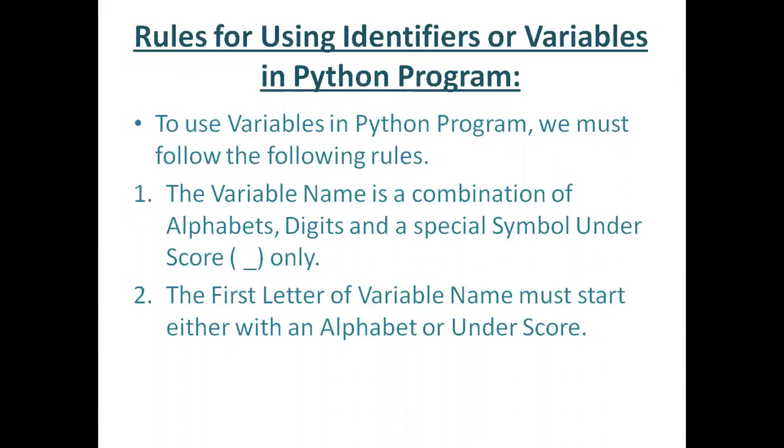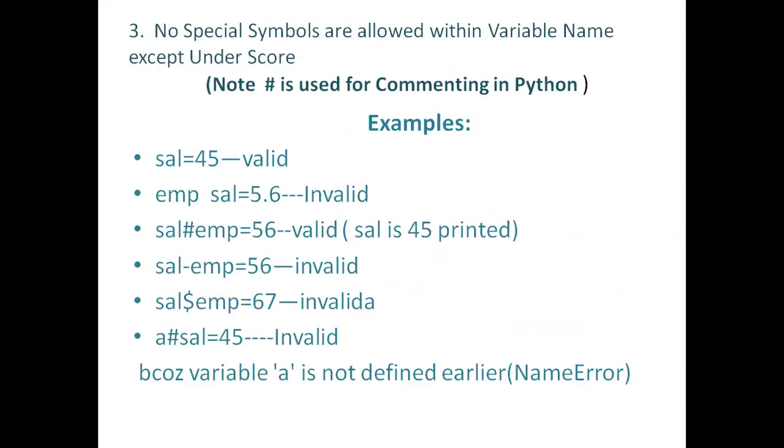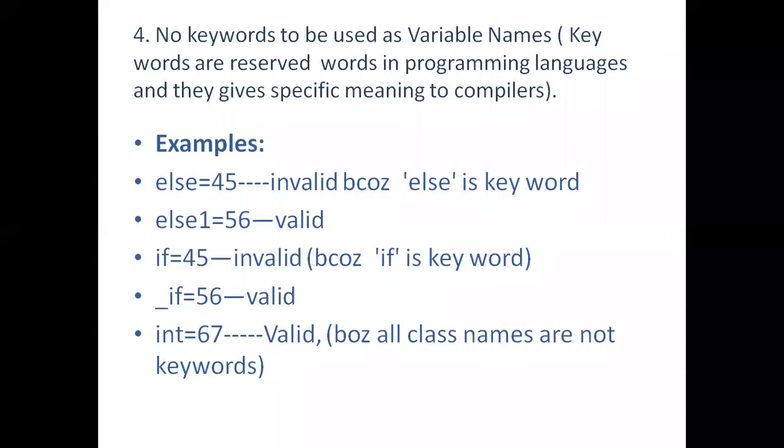So we all know the rules. We can start a variable name with a combination of alphabets, digits, and the special symbol underscore. We cannot use any other symbol. And as I've told you, hash is used for commenting purpose. So it's all clear to you, students? Else and if are reserved because they are keywords.